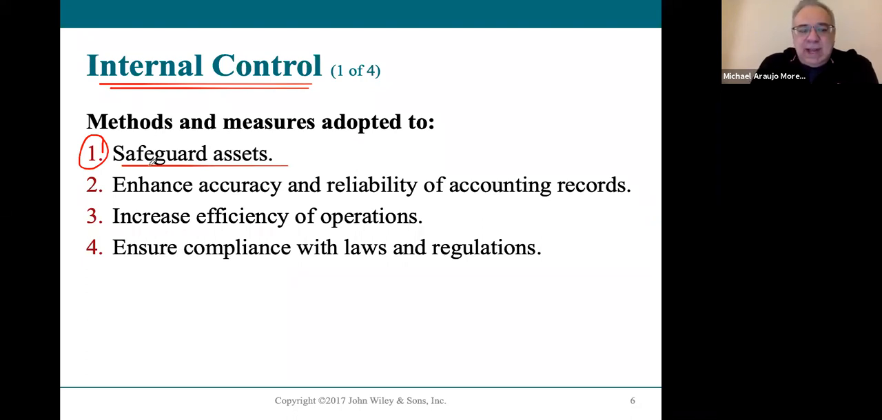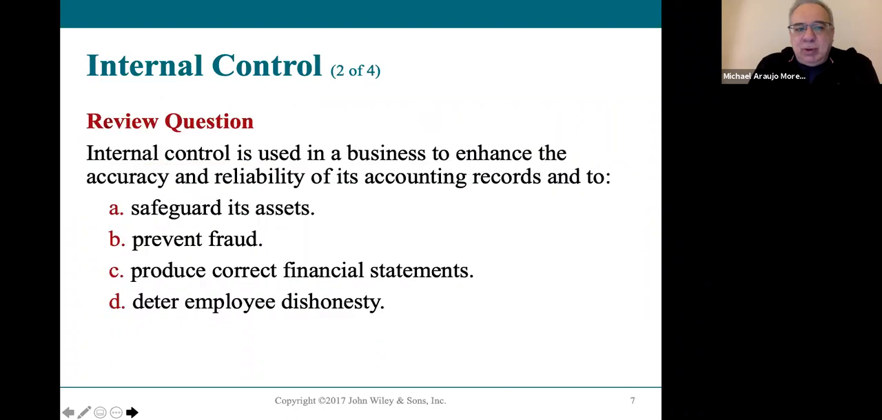Internal control methods that are put in place are supposed to safeguard assets. Because they're looking at how things are working, more accuracy should come out of the accounting records, because those control features that have been adopted make things more clear to management, and they can act to make sure there's more accuracy and reliability in those records. Certainly, as they're doing that, they're making the operation more efficient. And then, of course, oftentimes corporations will have compliance officers to make sure that they are complying with various regulations that are put on them.